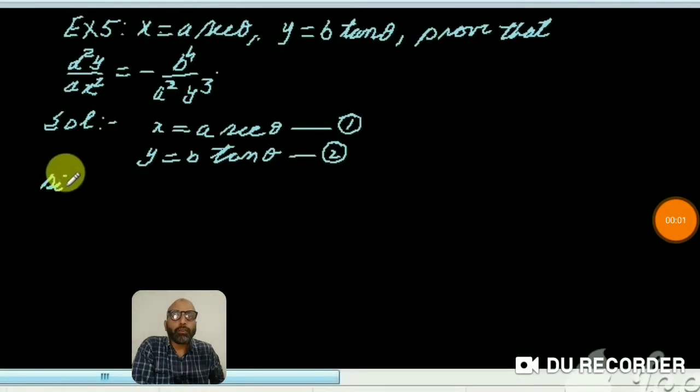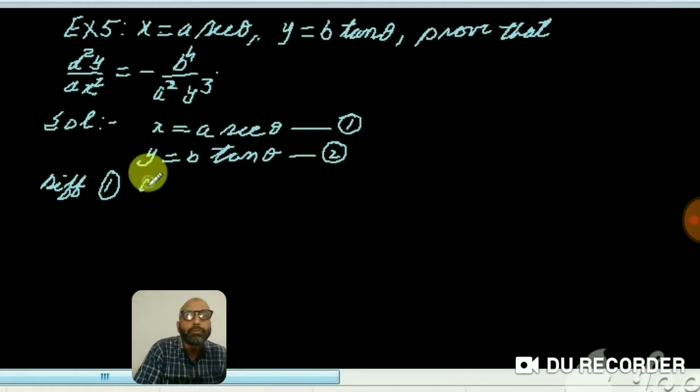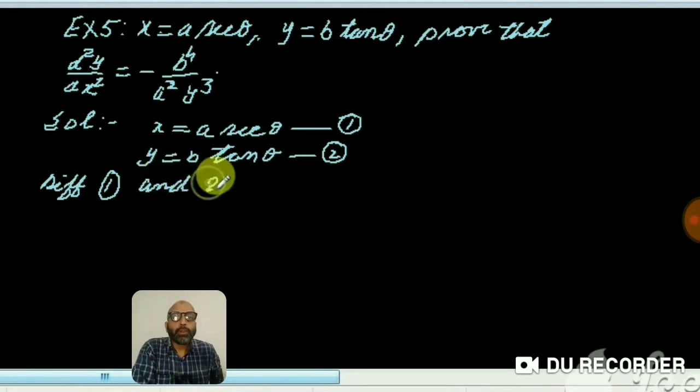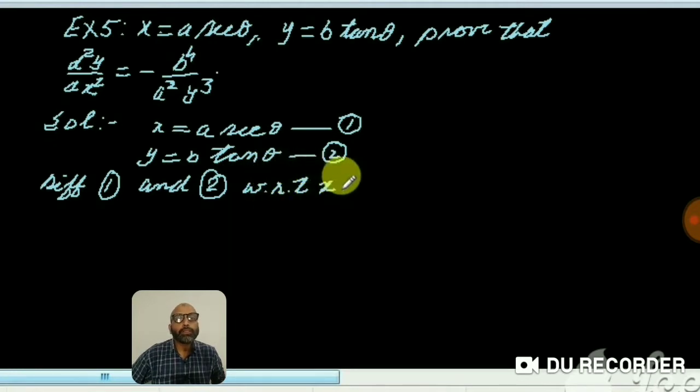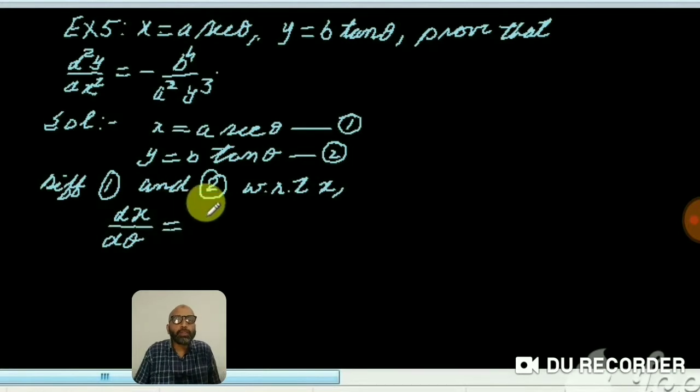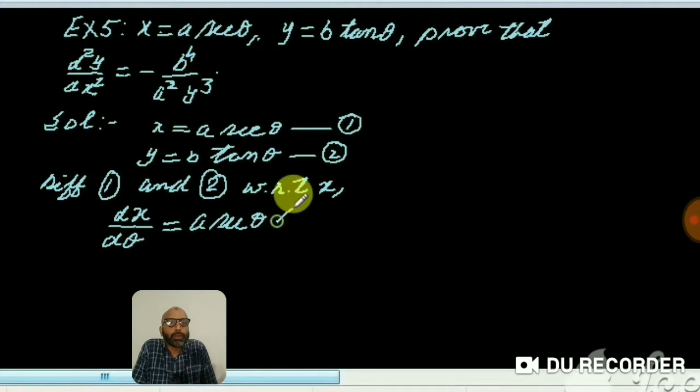Now by mistake I have written example number 5 rather than example number 4. So here we have to prove d2y upon dx square is equal to minus b raised to the power 4 upon a square y cube, where x is given as a sec theta, y is given as b tan theta. So we have taken x is equal to a sec theta as equation number 1, y is equal to b tan theta as equation number 2. Then we are going to differentiate 1 and 2 with respect to theta.